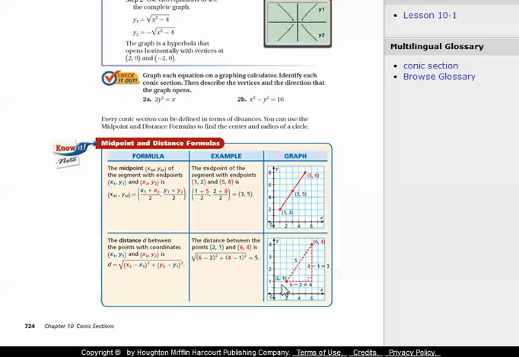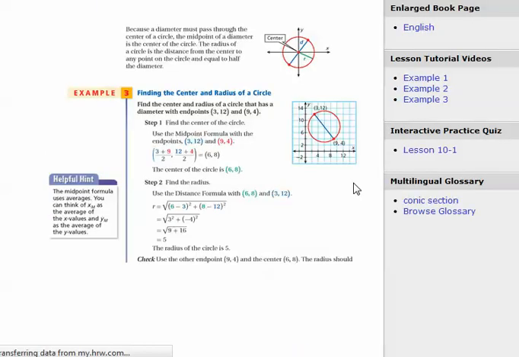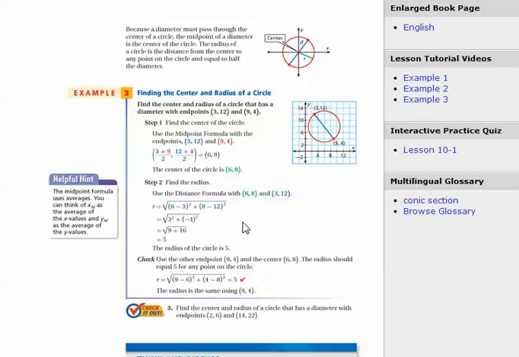So this is also thrown into this section as well. Make sure you look at those. Hopefully they look familiar and you've seen those before. Also, be sure to look at the examples as you go through here.